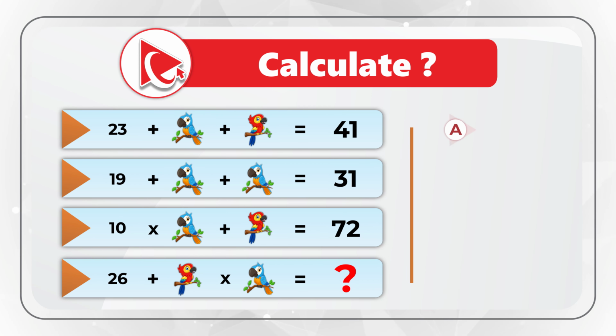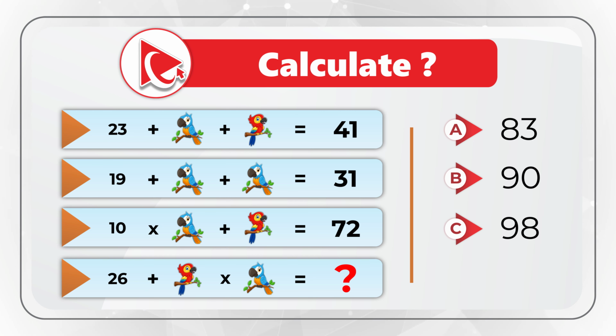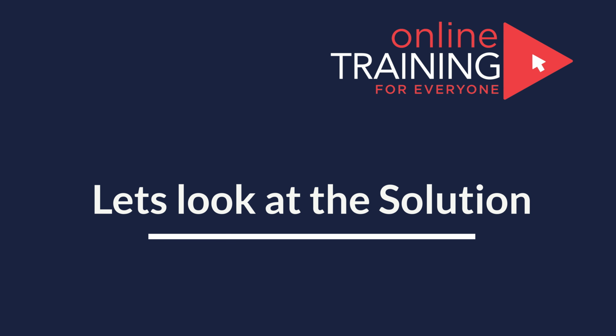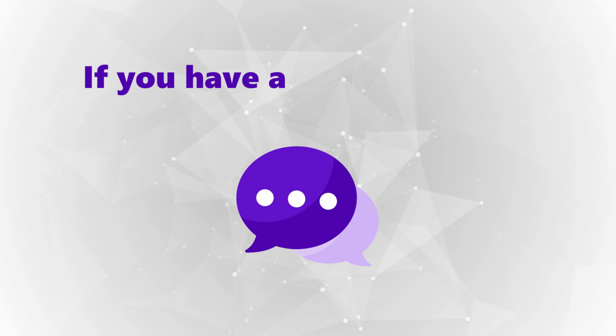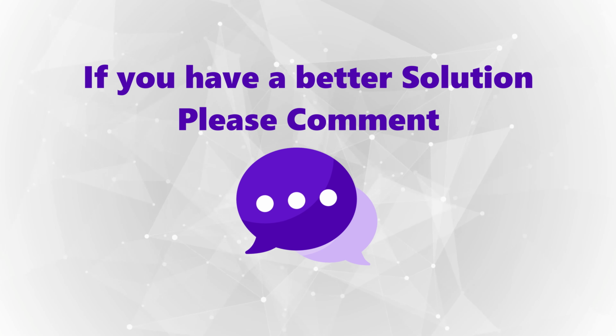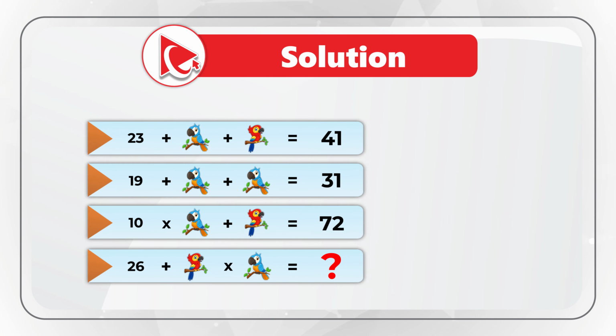Choices A, 83, choice B, 90, choice C, 98, and choice D, 107. Take a close look to see if you can calculate the answer. And on my end, I am moving forward to share with you my version of the solution. And obviously, if you have a better way to solve it, please make sure to post in comments so we can all learn. For simplicity, let's create variables.